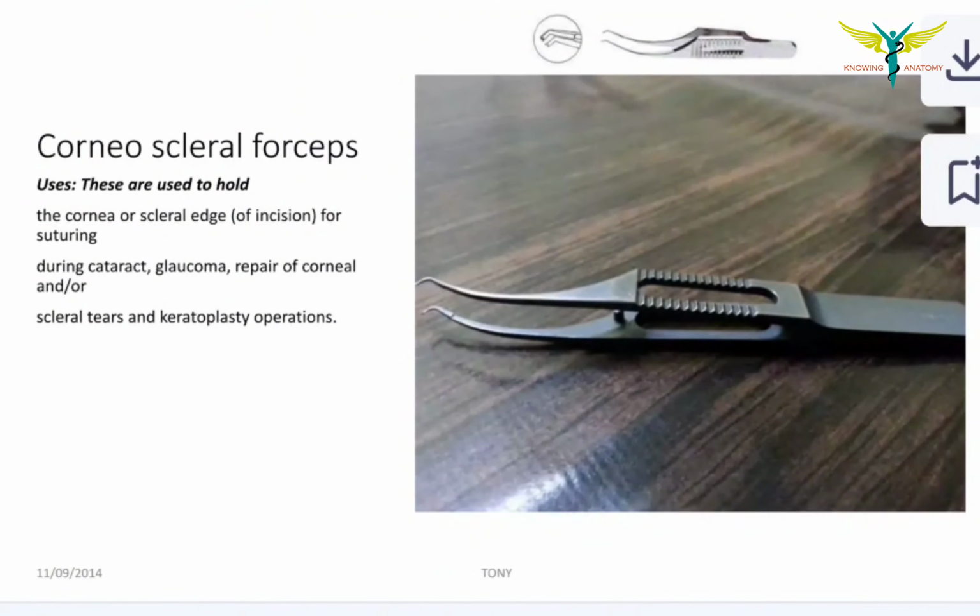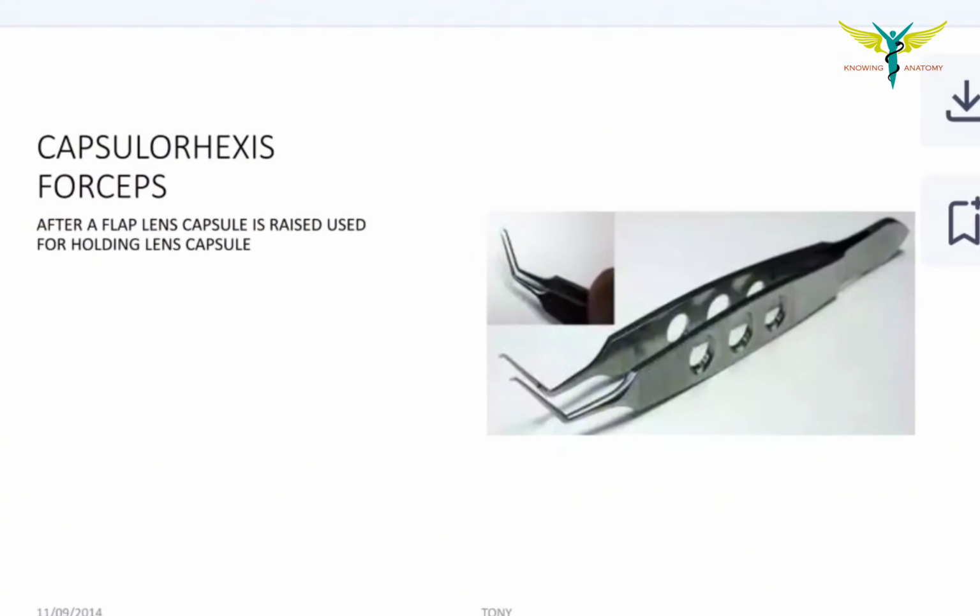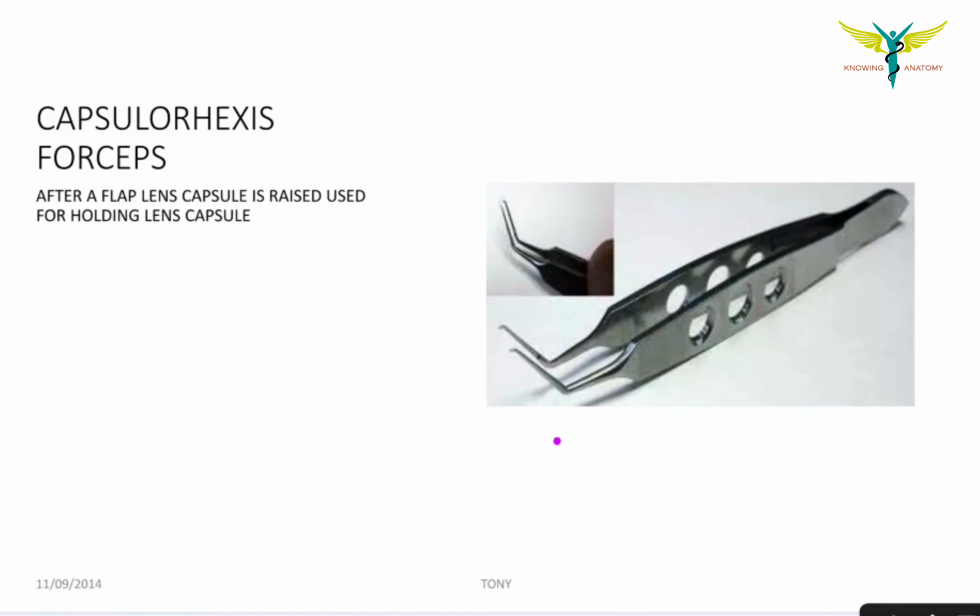Corneoscleral forceps. These are used to hold the cornea or scleral edge for incision and suturing. This is used during cataract surgery, glaucoma, repair of cornea and also scleral tears and keratoplasty operations. Capsular excess forceps. This instrument is used after the layer of the lens capsule is raised. This instrument is used for holding the lens capsule.